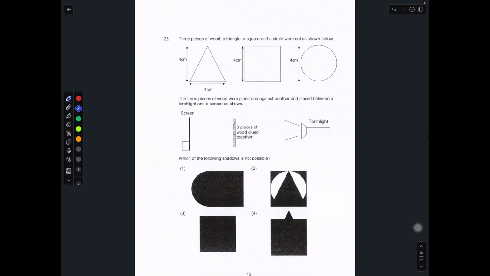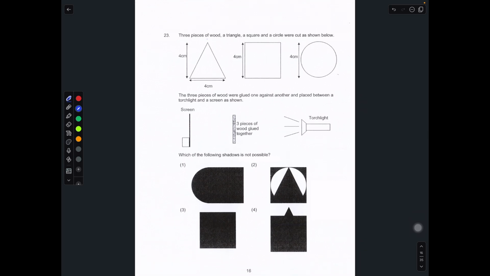so 3 pieces of wood, rectangle, square and circle, they will cut. Okay, they will glue together. Which one is not possible? Okay, the key is not possible.